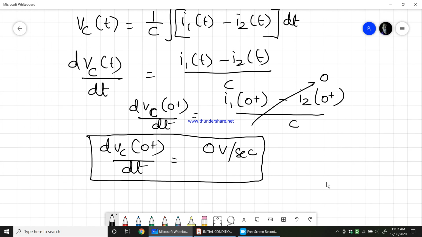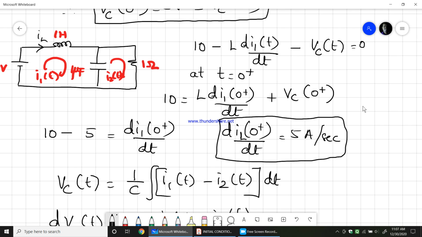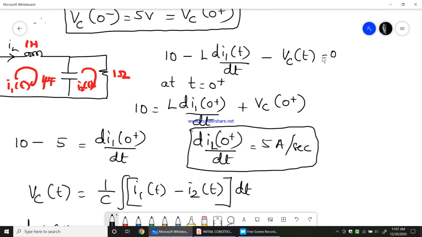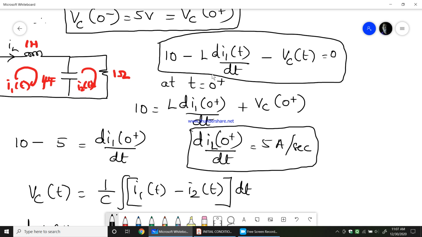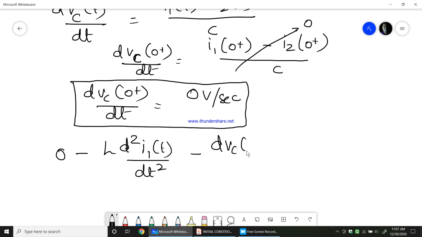So it is very simple to find out the second derivative. What we do is, we will take this particular equation: 10 minus L into di by dt minus Vc of t, and differentiate this once again. So what do we get? We get 10, which on differentiation with respect to time is 0, minus L into d square I1 of t by dt square minus dVc of t by dt, which is equal to 0.